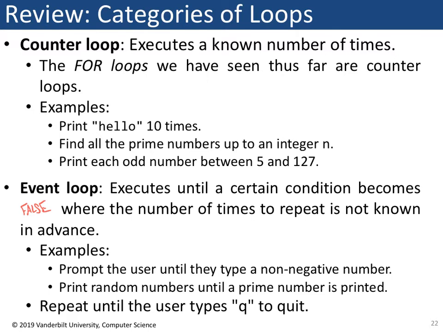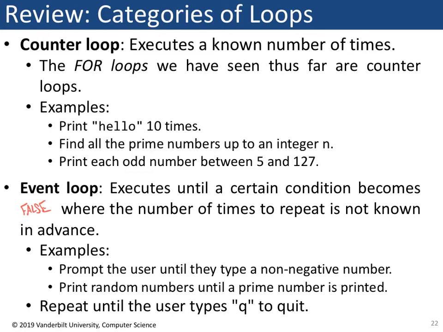On the other hand, an event loop executes until some condition becomes false. And in this situation, the actual number of times that the loop will execute isn't known beforehand. Knowing something beforehand is often referred to as knowing it a priori. We don't know a priori how many times this loop is going to execute. We just know we want to do it until something happens. And we will code that something into a Boolean expression, and when that Boolean expression becomes false, then we know it's time to quit the loop.